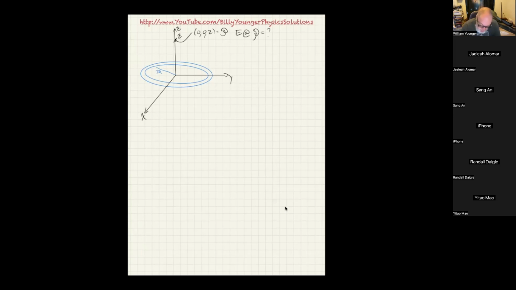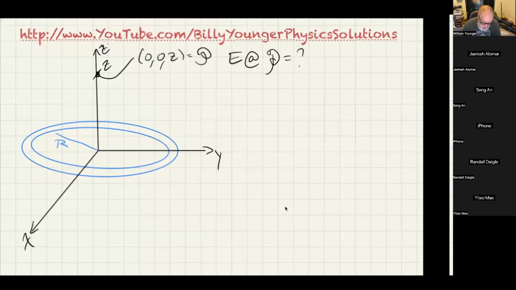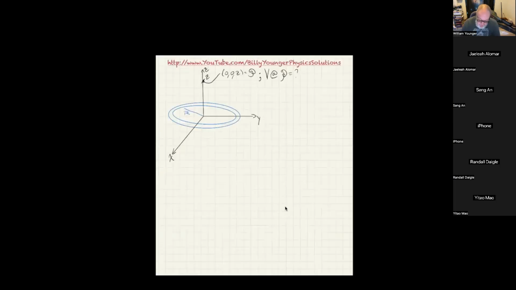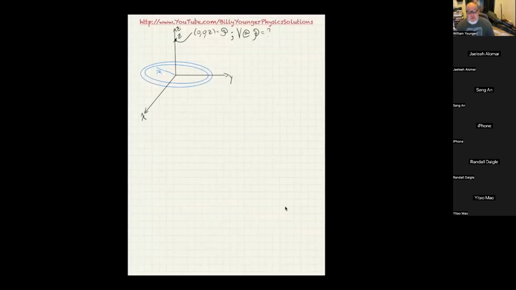And actually, sorry about that. I shouldn't be calling it E at this point. So let me change that and say V at P is the question mark. So that's what we're looking for, the electric potential at question mark. I will tell you the solution goes like this.